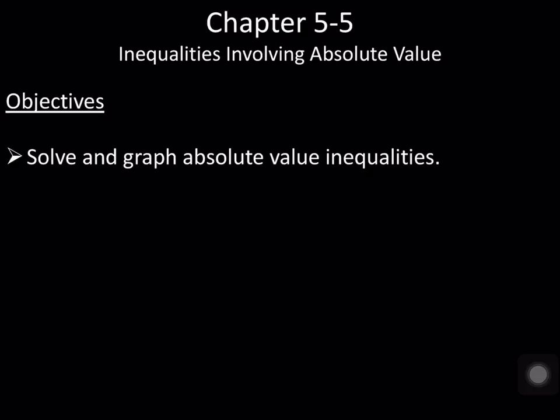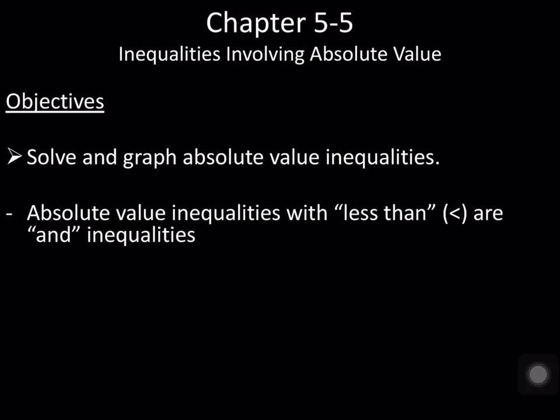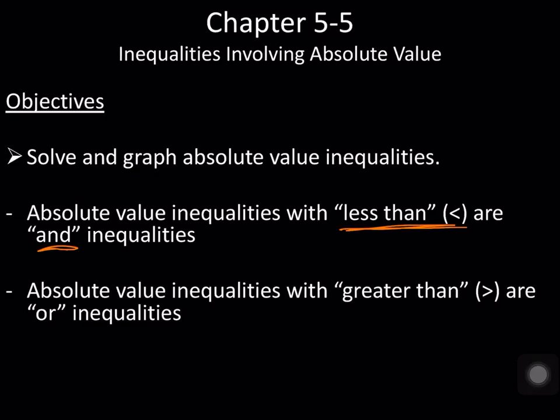I mention that because with absolute value inequalities, here's what we have to know. Absolute value inequalities that have a less than, we treat like they're and inequalities. So when we graph a less than, we're looking for an overlap. Absolute value inequalities with a greater than, we treat as or inequalities, and so we're just going to put the two graphs together. So less than is and, greater than is or, and that's how we treat absolute value inequalities.